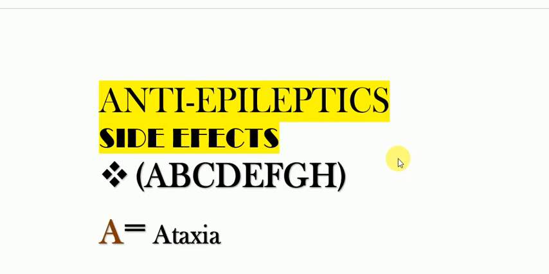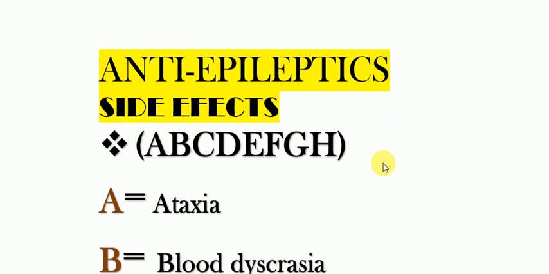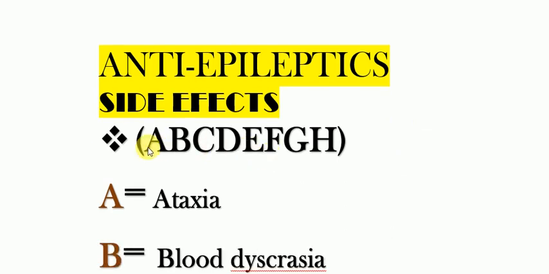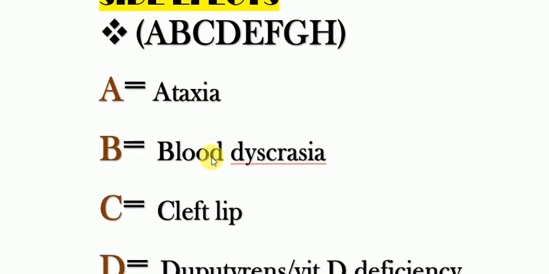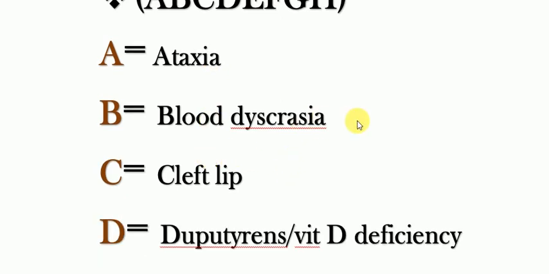Hi friends, let me tell you about the side effects of anti-epileptic drugs. The mnemonic is A, B, C, D, E, F, G, H. A for ataxia, that is the loss of the body movements, control on the body movements. B for blood dyscrasia, blood disorders.